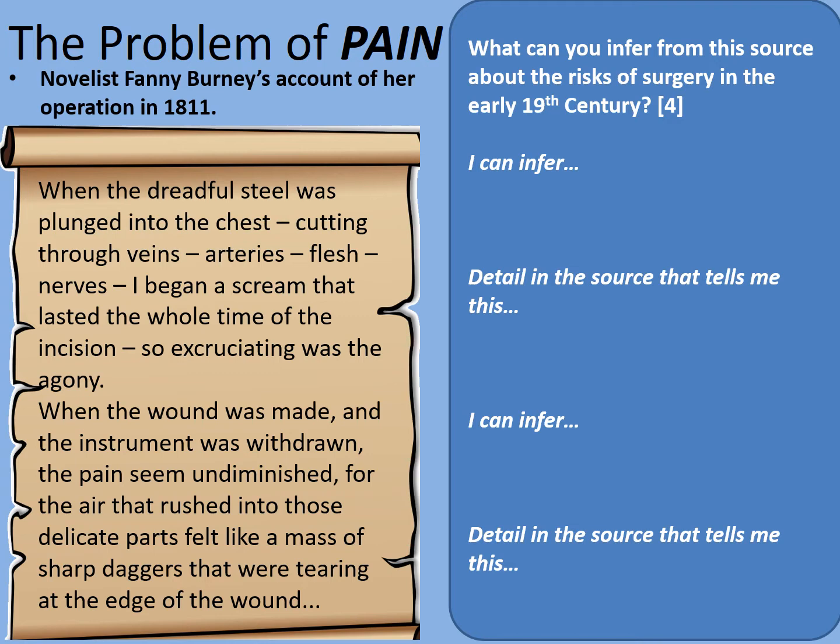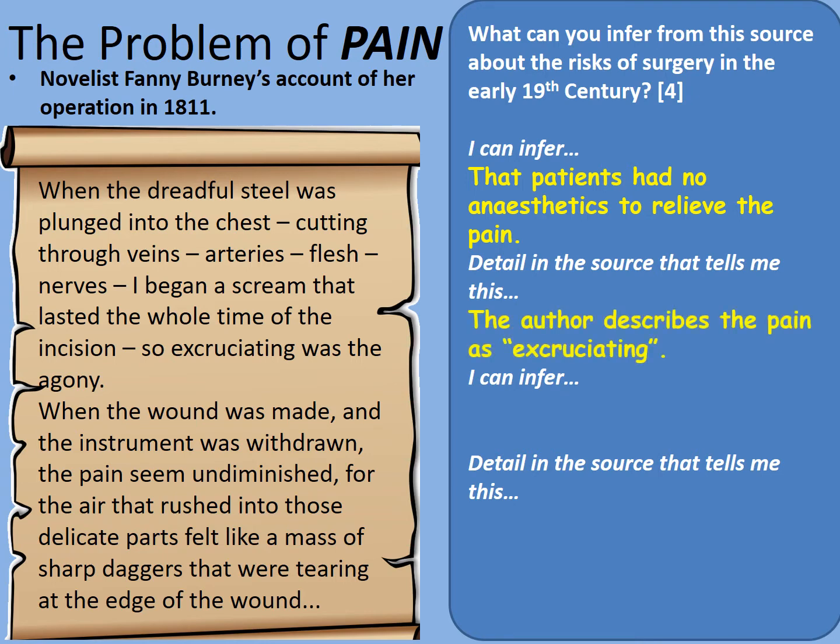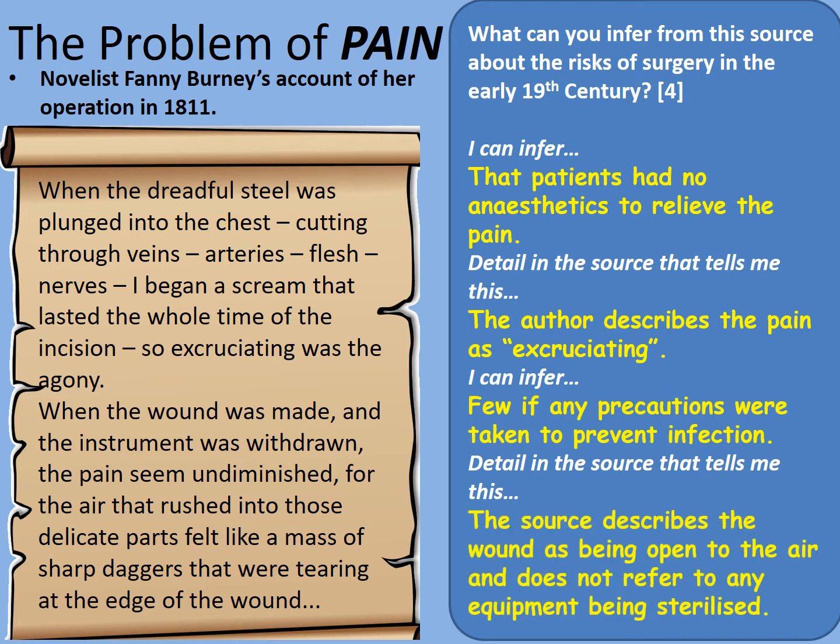Okay, let's have a look at an example answer. What can you infer from this source about the risks of surgery in the early 19th century? I can infer that patients had no anaesthetics to relieve the pain. The detail of the source that tells me this is that the author describes the pain as excruciating. I can infer that few if any precautions were taken to prevent infection. The detail of the source that tells me this is that the source describes the wound as being open to the air and does not refer to any equipment being sterilised.